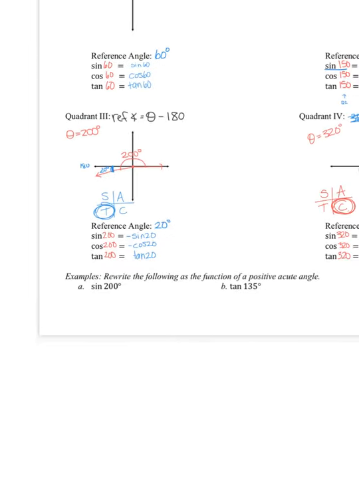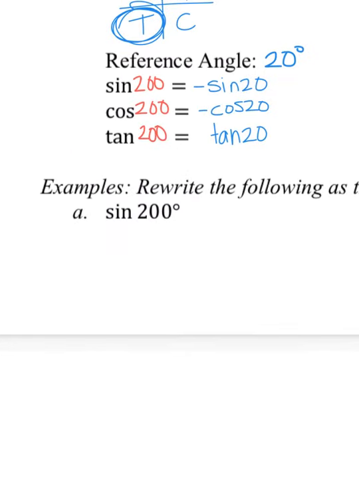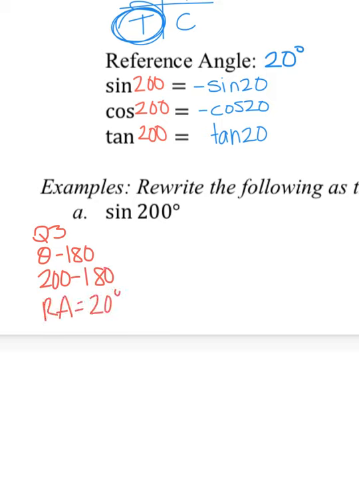Okay, so rewrite the following as the function of a positive acute angle, meaning the reference angle. So what we did on the bottom of those last pieces. Letter A, the sine of 200 degrees. If you are a rule person, 200 degrees is in quadrant 3. The rule for quadrant 3 is theta minus 180. So you would do 200 minus 180 to figure out that your reference angle is 20 degrees. So the sine of 200 degrees is the same thing as the sine of 20 degrees.